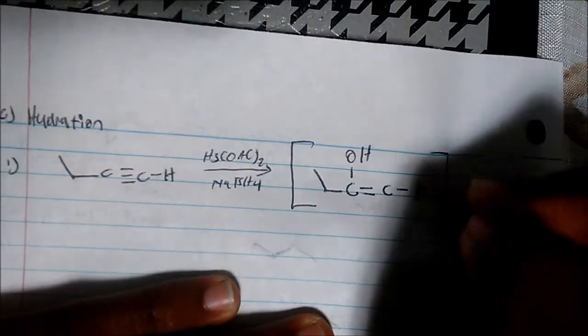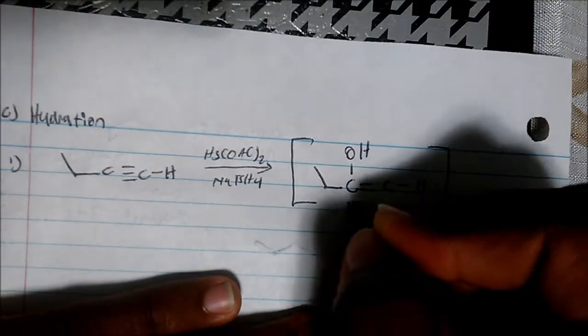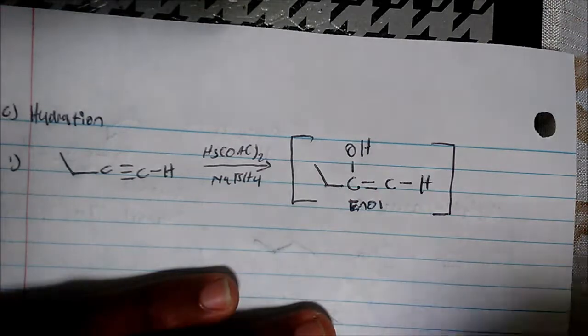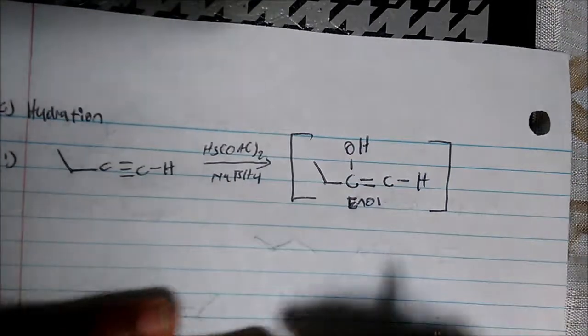But actually this is not what you get, and put in parentheses this. In organic chemistry, we call this an enol. This is a functional group. Anytime you have an alcohol beside a carbon-carbon double bond, this is called an enol. And so this is actually an intermediate.